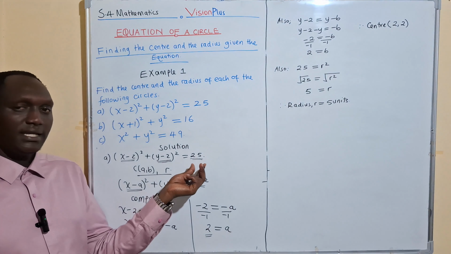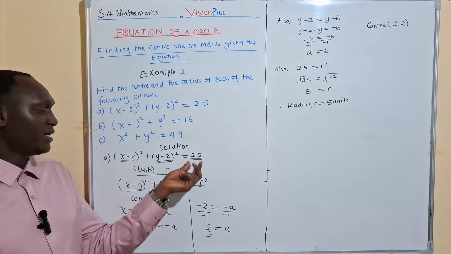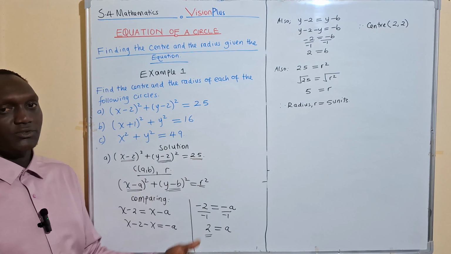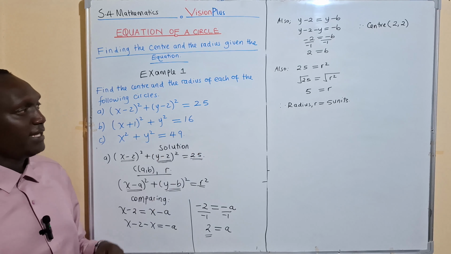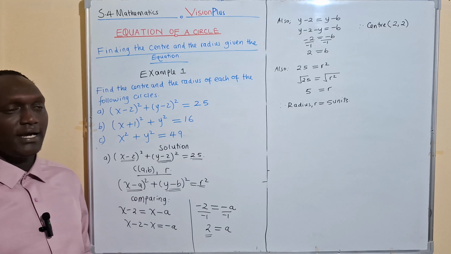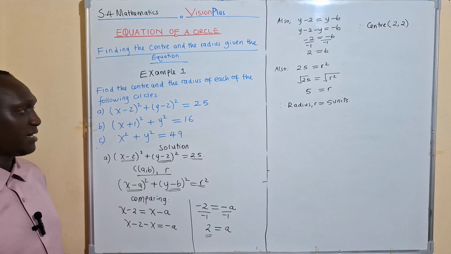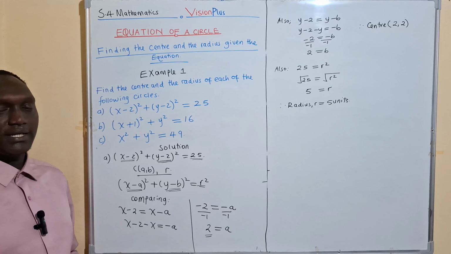Because we know that in the final equation of the circle, the answer that we have here is the square of the radius. So for us to go back and get the radius, we apply the square root in that manner after comparing the terms. So this is the solution part.